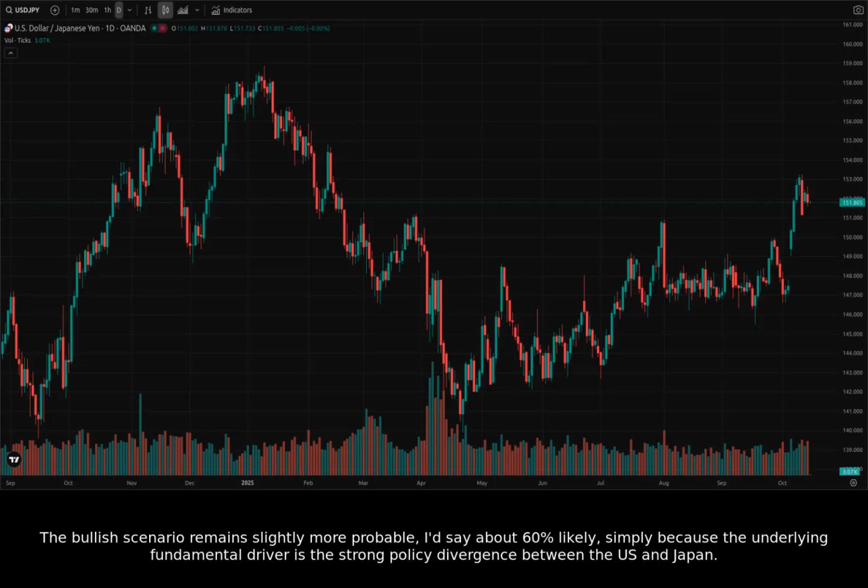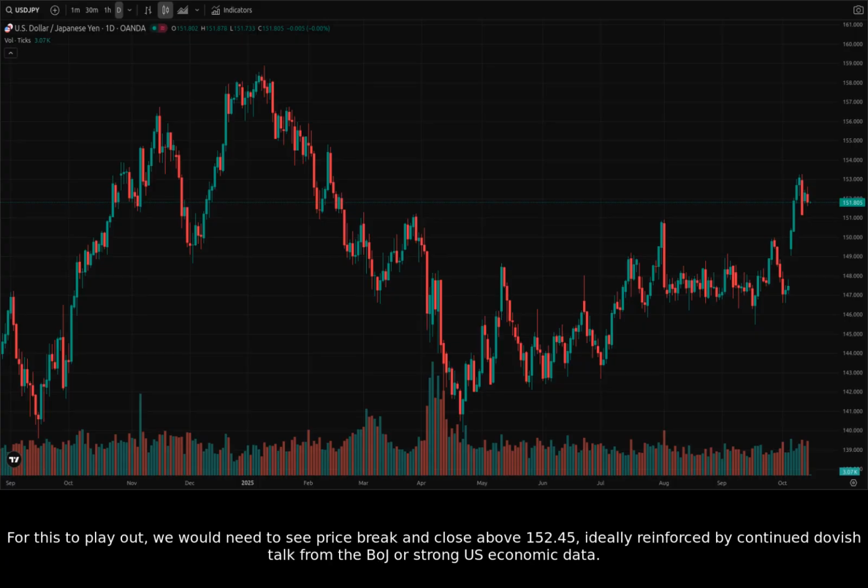So, what is the likely path from here? The bullish scenario remains slightly more probable, I'd say about 60% likely, simply because the underlying fundamental driver is the strong policy divergence between the US and Japan. For this to play out, we would need to see price break and close above 152.45, ideally reinforced by continued dovish talk from the BOJ or strong US economic data.